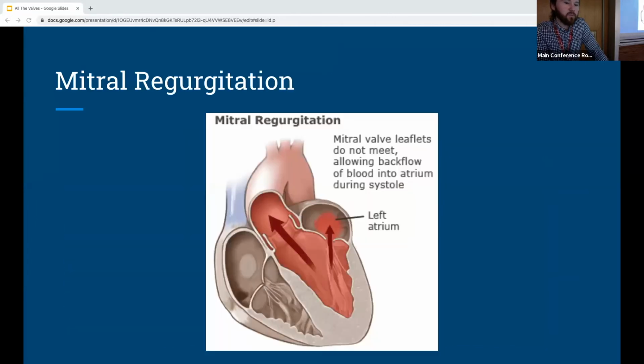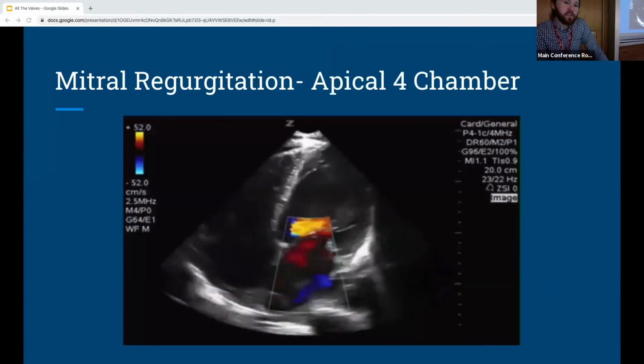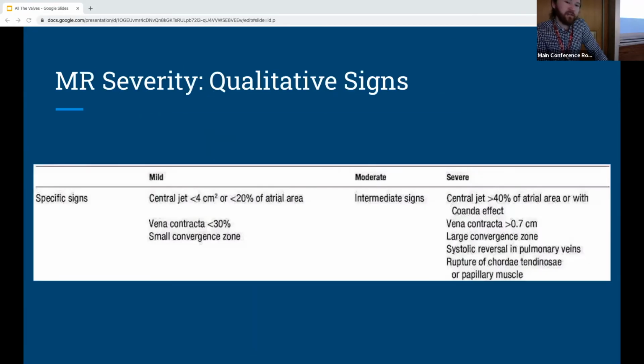So I'm going to move briefly on to mitral regurg. I think we all know the basic pathology behind it. That regurgitant flow goes from the LV into the LA. And this is what it's going to look like on your typical apical 4 chamber. But how do we decide how severe any of this is?